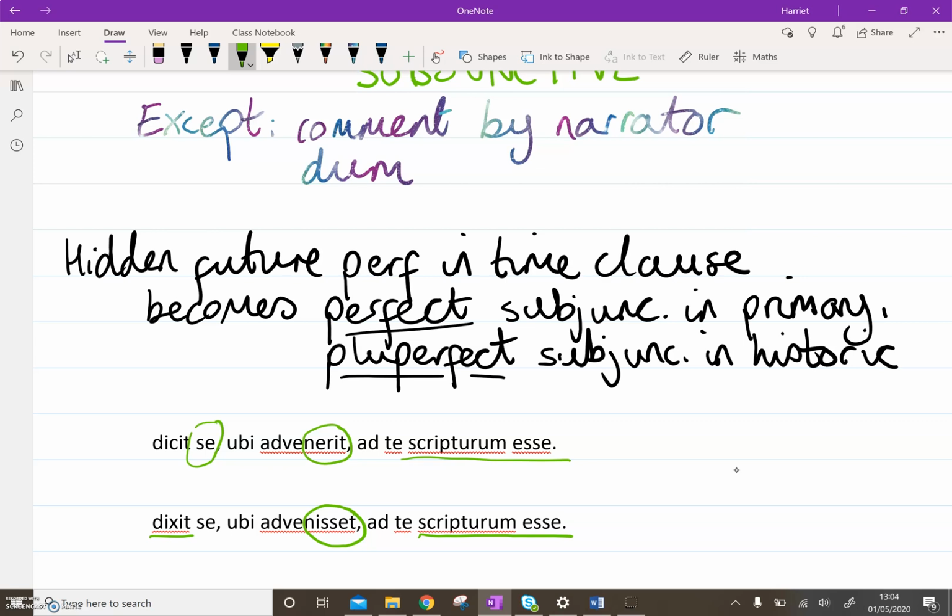And if that verb will have originally been future perfect, then you're translating the perfect as the present, and you're translating the pluperfect as the perfect. So it's all a bit brain mashy, it's all a bit weird, but just remember those rules. And again, at the end of the day, it comes down to logic when you translate it as well.